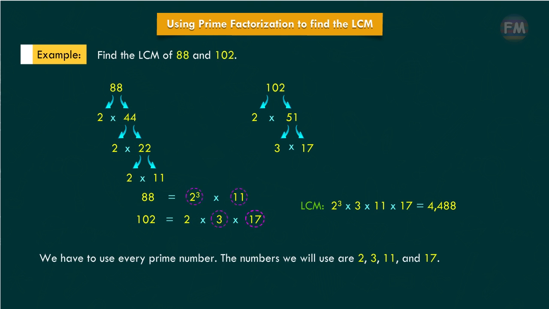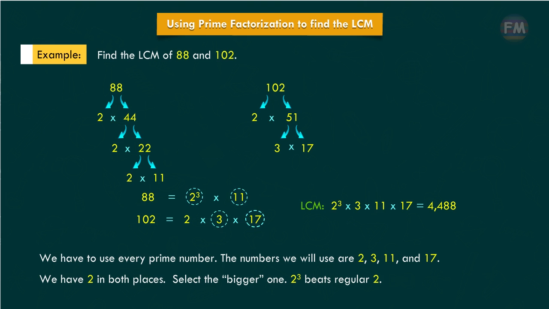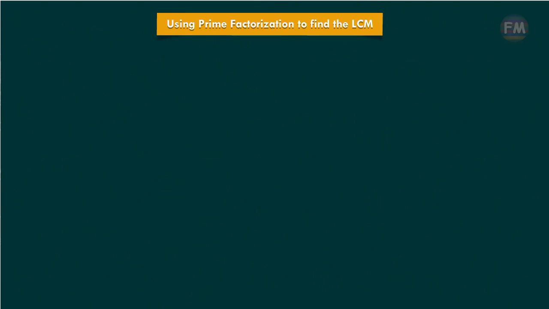We have to use every prime number. The numbers we will use are 2, 3, 11 and 17. We have 2 in both places. Select the bigger one. 2 cubed beats regular 2. Using prime factorization to find the LCM.